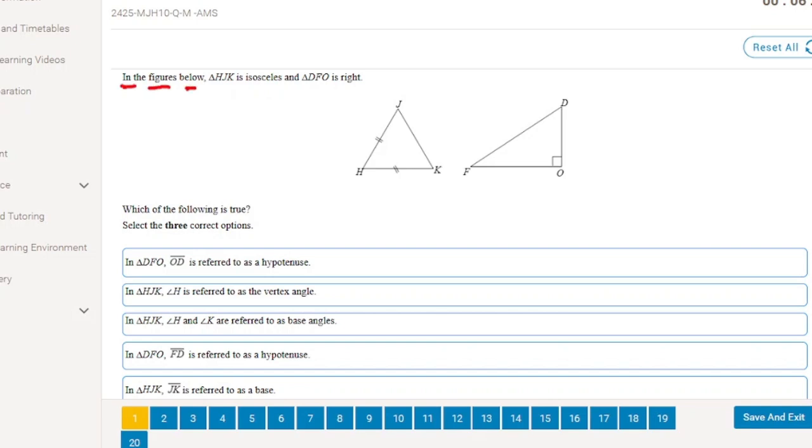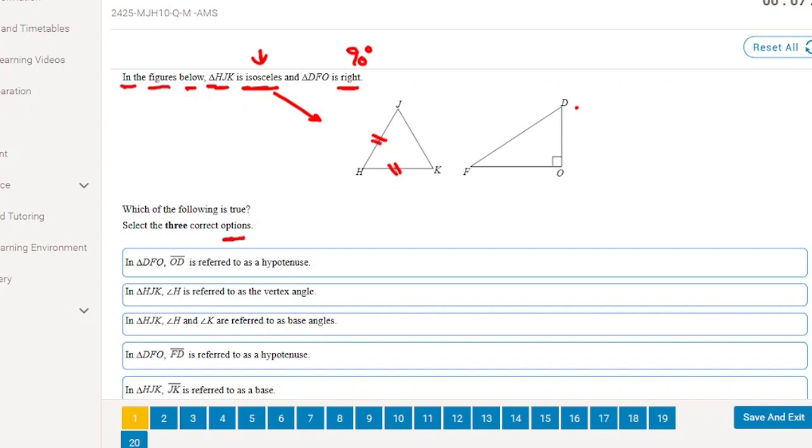In the figures below, triangle HJK is isosceles. Isosceles means that two sides are equal to each other. So side HJ is equal to HK, that means this triangle is isosceles. And triangle DFO is right. Right means that one of the angles of the triangle is equal to 90 degrees. Which of the following is true?